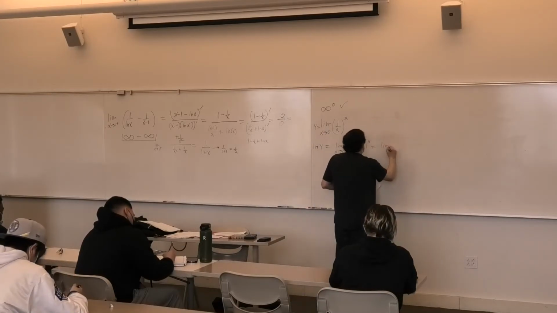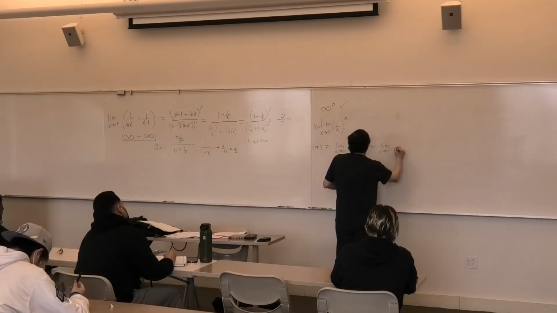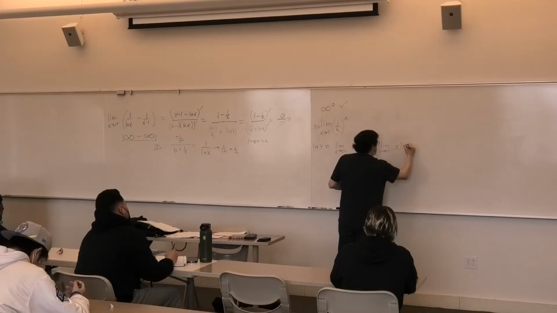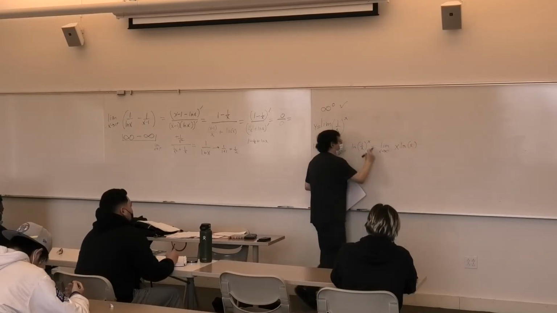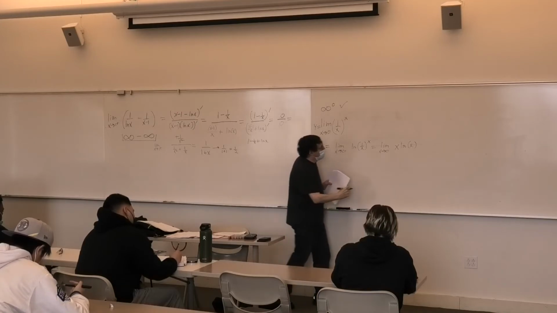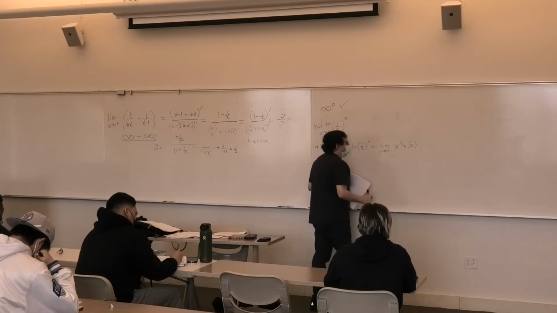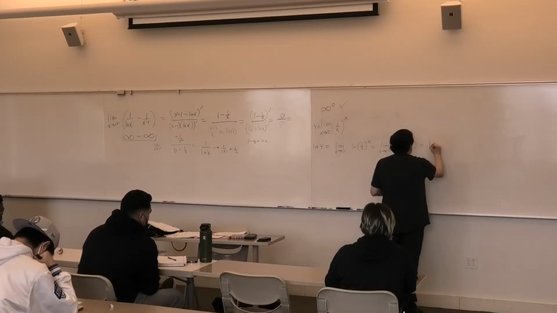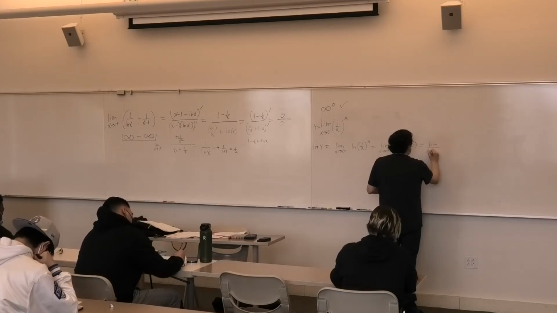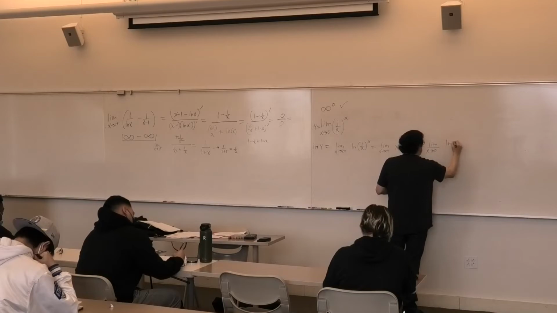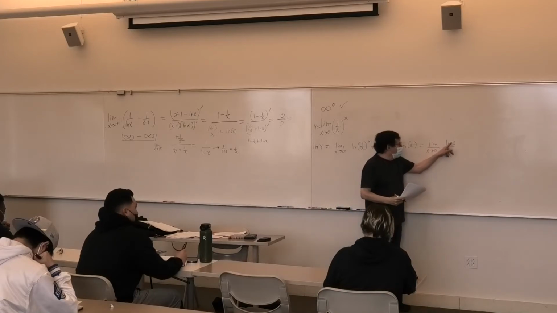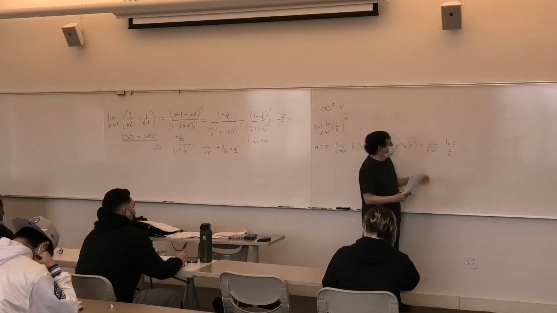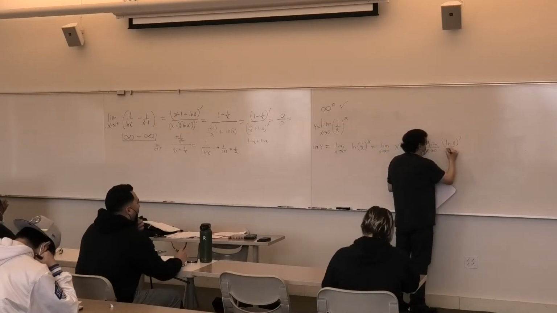So this is the limit as x approaches 0 of x times the log of x. We can do that using the laws of logs. And I guess we want to write this as the log of x over 1 over x. Log of x, as x goes to 0, is going to negative infinity. This is going to positive infinity. So again, we can apply L'Hopital's rule.